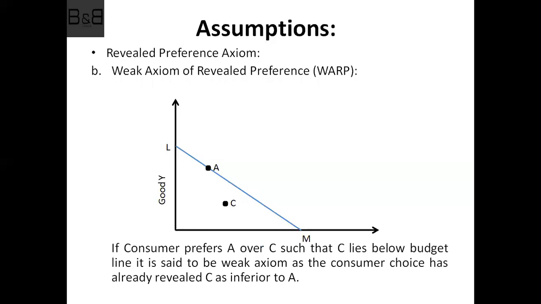The second one is the weak axiom of revealed preference, with the acronym WARP. Let us suppose there is a bundle C which is below the budget line LM. Now, by default, the consumer will always prefer A because the consumer has revealed C as inferior. The consumer will not choose bundle C. So this revealed preference is termed the weak axiom, if the consumer prefers A over C such that C is below the budget line of the consumer.